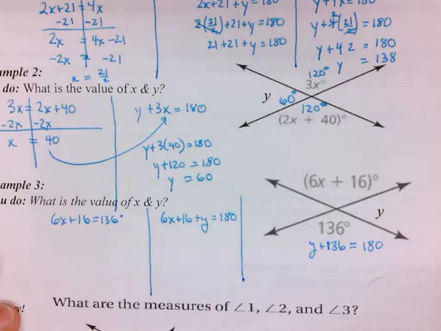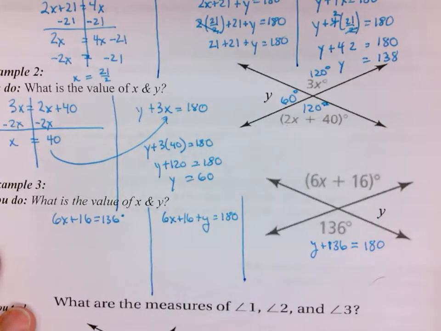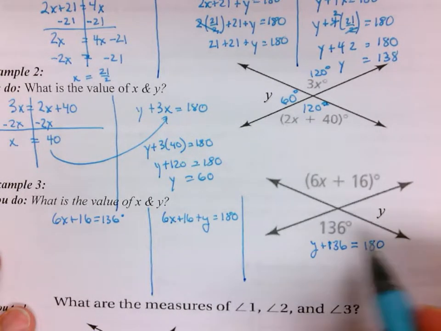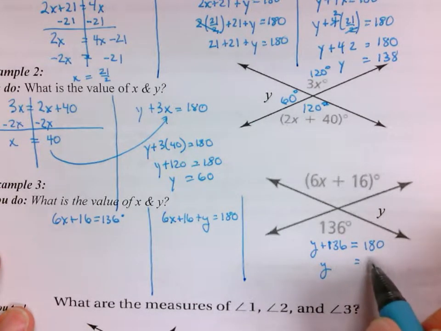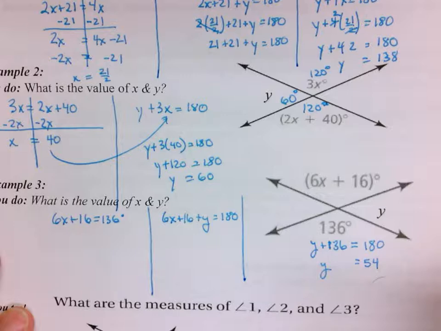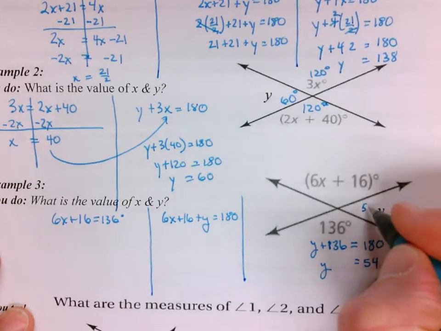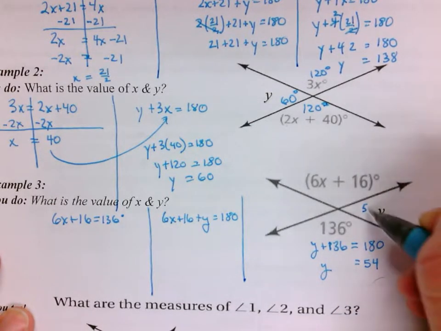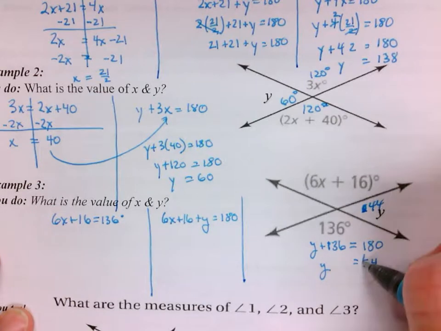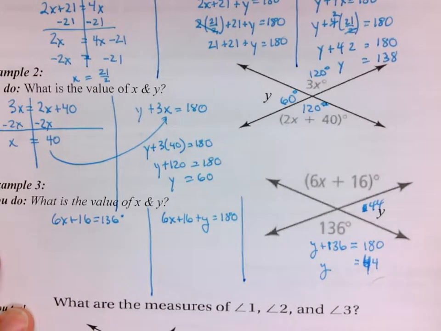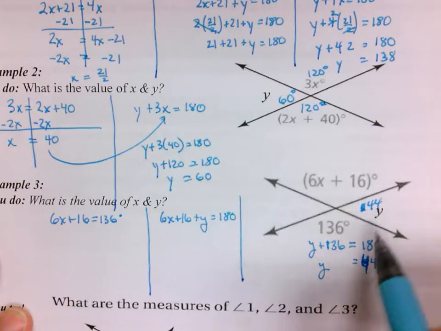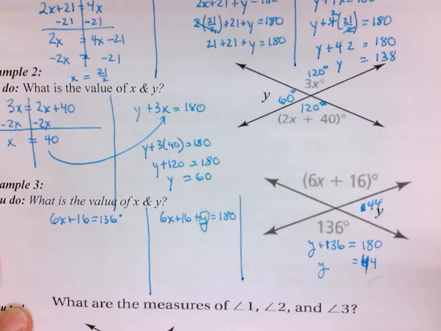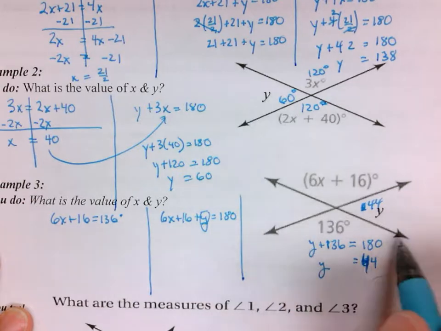So in this case, you have a couple equations you can solve, because I can solve this equation right now. So y equals 44. You learn to subtract. Those add up to 180. So I could take out the y and put in 44.